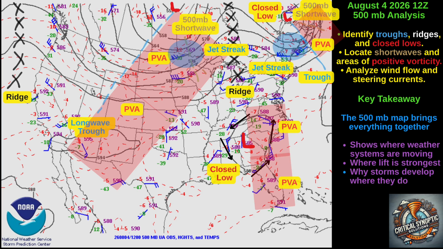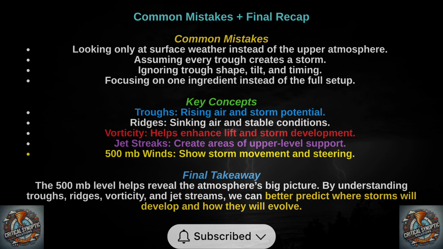So let's wrap everything up. The 500 millibar map is one of the best tools meteorologists have because it shows the bigger picture. It helps us understand where weather systems are going, where the atmosphere is becoming more active, and why storms sometimes strengthen while others don't. Today, we learned how to identify ridges and troughs, how to spot long waves and short waves, why vorticity and jet streaks matter, and how all those pieces came together during real events like the 2011 super outbreak, Hurricane Sandy, and the January 2016 blizzard.